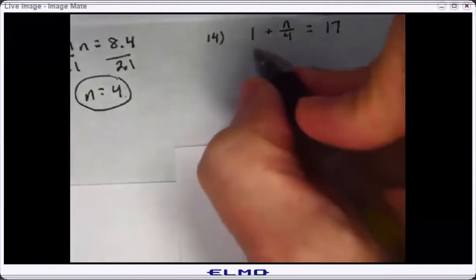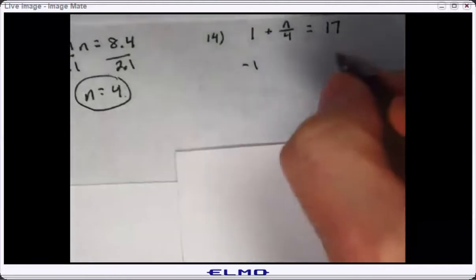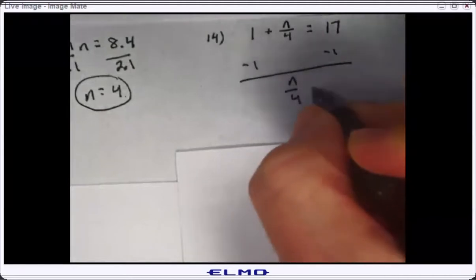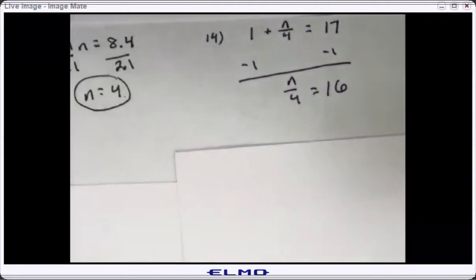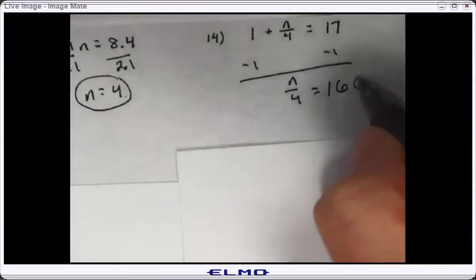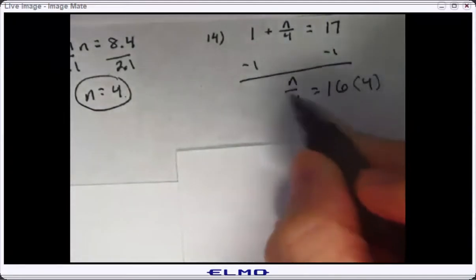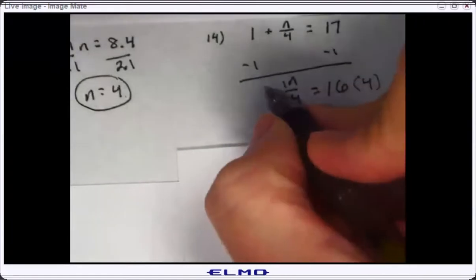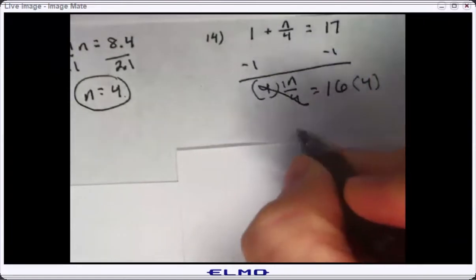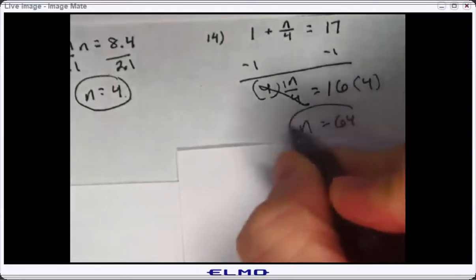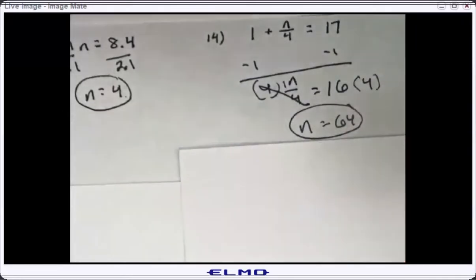I want to get rid of this +1, so I need a -1 to both sides. Now I'm getting rid of divided by 4, so I multiply both sides by 4, or I could say I multiply both sides by the reciprocal, which is still 4, because this is 1 over 4 or 1/4. And I'm multiplying by the reciprocal to get rid of it. 16 times 4 is 64.